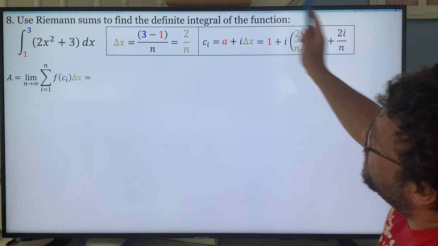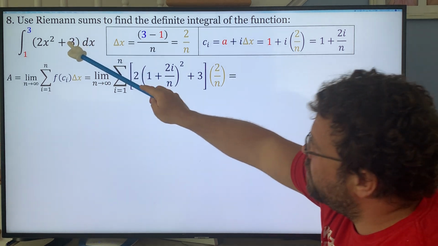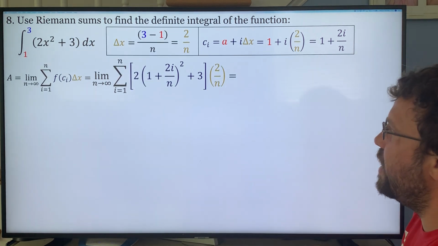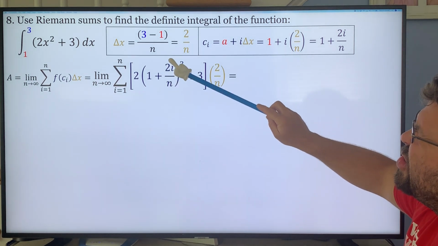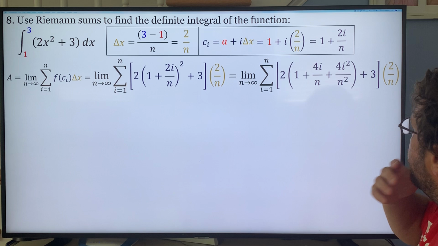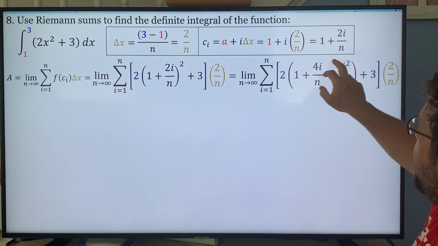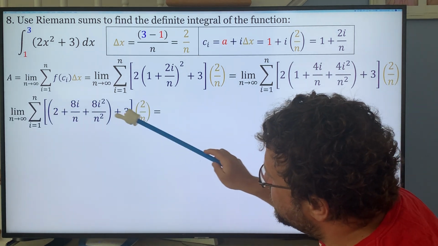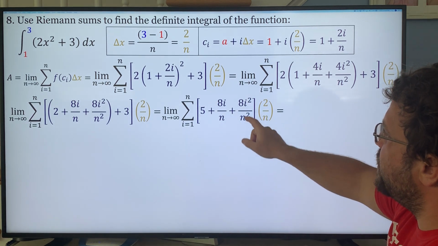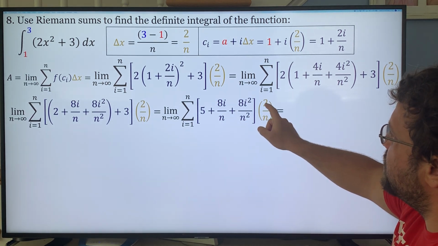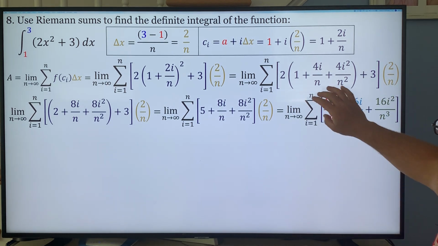You're going to take this and plug it in for x squared: 2 times (1 plus 2i over n) squared plus 3, times delta x, which is 2 over n. FOIL this. 1, 4i over n, 4i squared over n squared, plus 3 times 2 over n. Distribute the 2 in here. 2 plus 3 is 5, plus 8i over n plus 8i squared over n squared, times this. Distribute the 2. 10, 16i over n, 16i squared over n squared. All right?